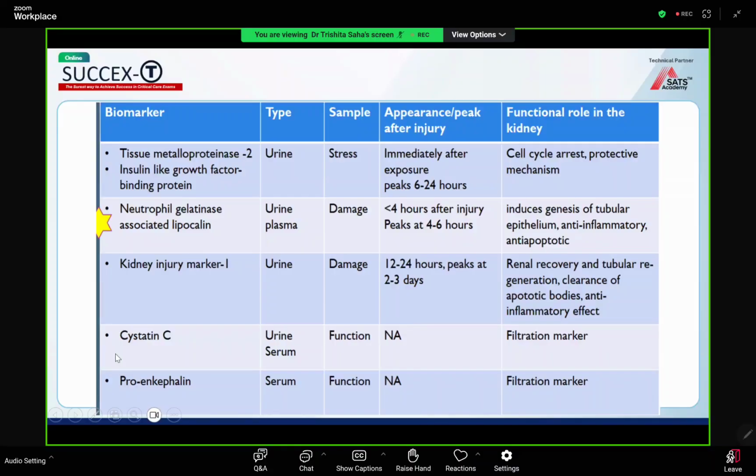Then cystatin C, in urine and serum. It can be found in the plasma and also in the urine. It is a functional marker, and it is a filtration marker. Then there is proenkephalin. It is a serum marker. It is a functional marker, and it is also a filtration marker.